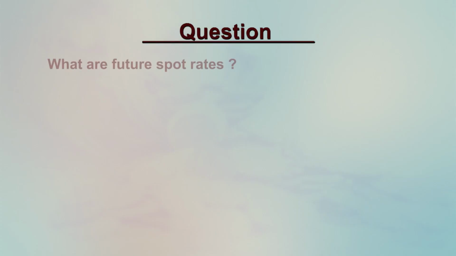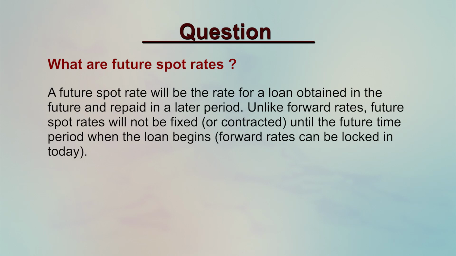So based on these notations, we can understand different levels of forward rates and spot rates, as well as the expectations model that comes in. So this boils down to a very important question: what are future spot rates? Basically, a future spot rate is the rate for a loan obtained in the future but repaid in a later period. So it's not only the spot rate, but the spot rate of a future period.